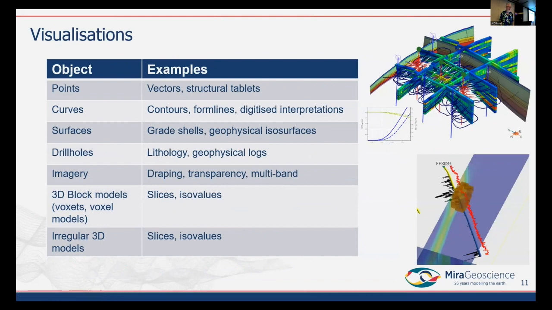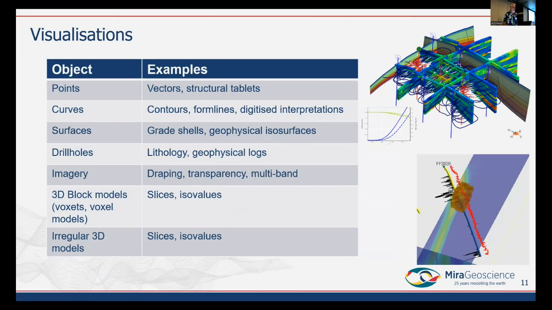The types of visualizations, point data, you could display it as points of different color or size, but also as vectors or structural tablets. Curves might represent contours, structural form lines, digitized interpretations. Surfaces could be grade shells or geophysical isosurfaces. Drill holes could have lithology, geophysical logs, etc.